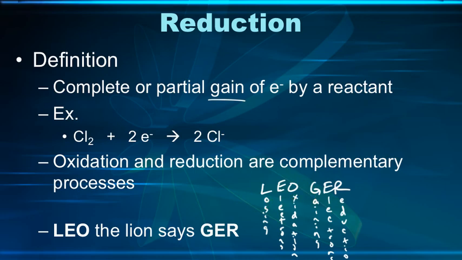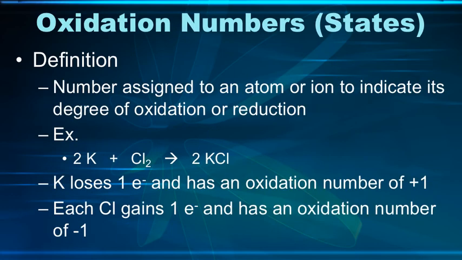Another one that you might see elsewhere is OIL RIG: Oxidation Is Losing, Reduction Is Gaining. Either one of those, whatever it takes for you to commit this to memory, remember which one is oxidation and which one is reduction. Losing electrons, gaining electrons. Remember which one is which, because it will show up on the final at the end of the semester.